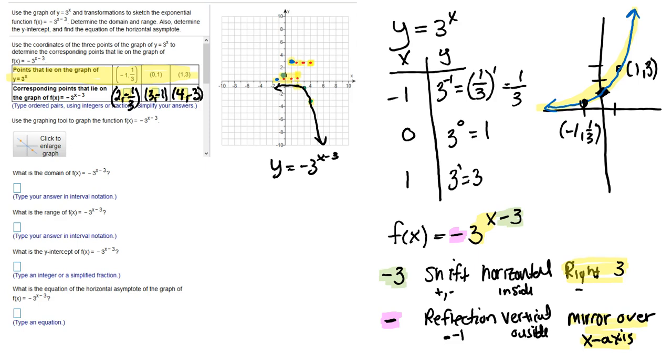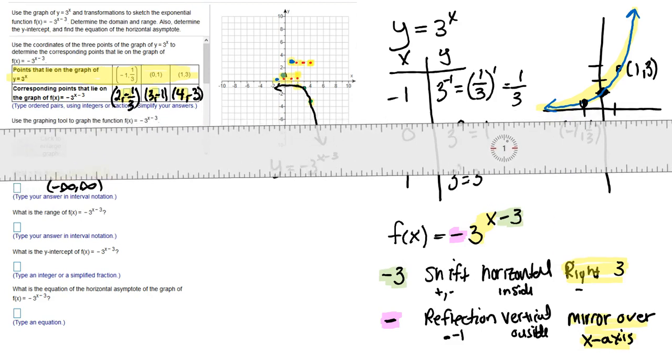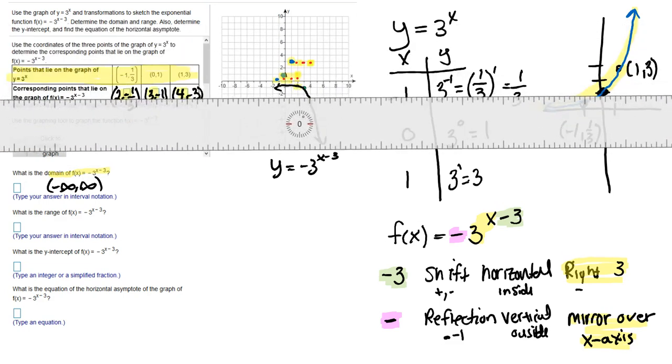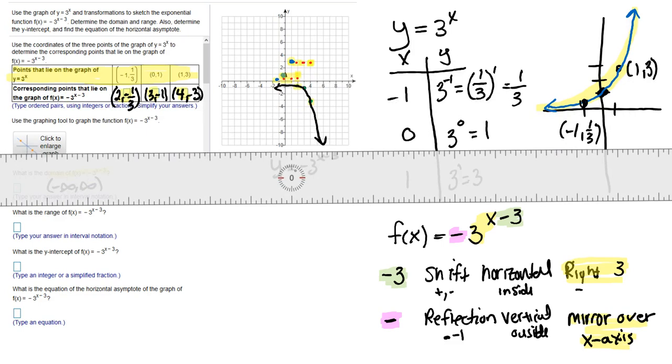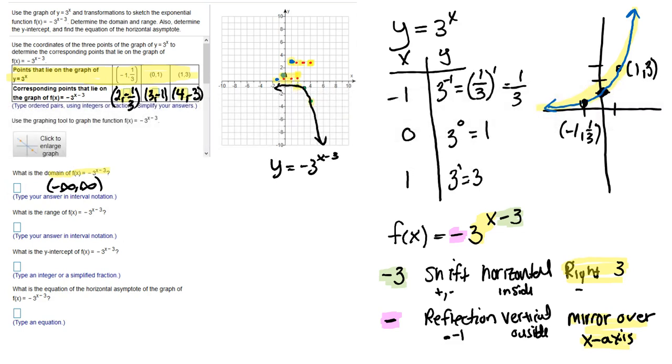Okay, the next question says, what is the domain? The domain of this exponential started off being -∞ to infinity. We did a few transformations, but the domain stays -∞ to infinity. For the range, we look over here at the starting graph. The range started at 0 and went to infinity, but on our new graph, because of the reflection, our range starts at negative infinity and goes all the way up to 0. So our range goes from negative infinity to 0, not including 0.